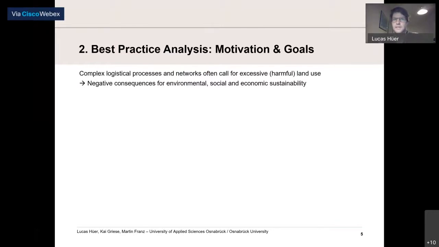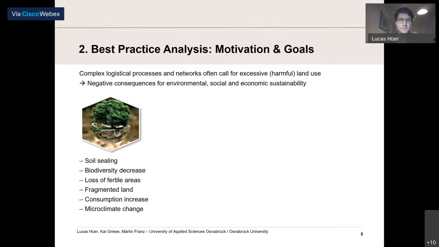First of all, the motivation behind it is that, as I said, those logistical processes are becoming more complex and space is required even more in the last years. This often leads to excessive or harmful land use by the companies. And this in turn leads to negative consequences on the three pillars of sustainability. For one, there is the pillar of environmental sustainability. More logistical space often means that the soil is getting sealed, which in turn decreases biodiversity and the natural functions of the soil. And fertile areas are, for example, lost. Also, what I think is very interesting is that the microclimate can change, since wind and temperature are affected differently by sealed soils instead of natural areas.